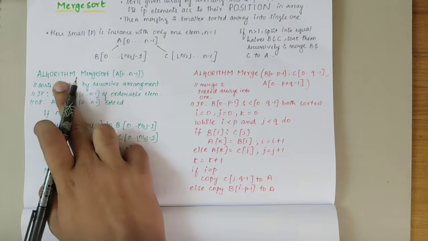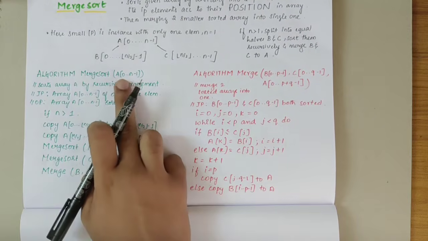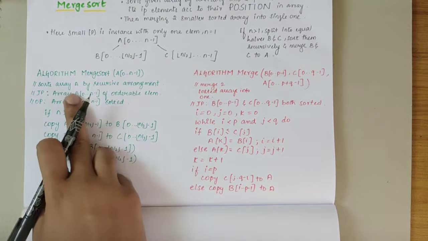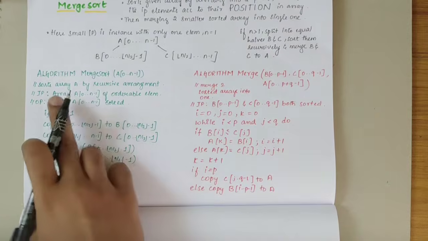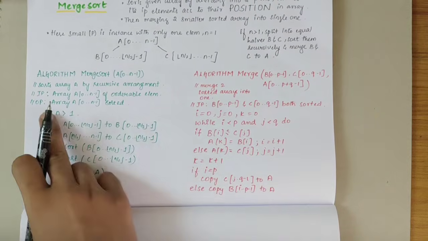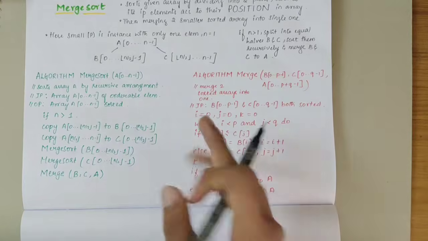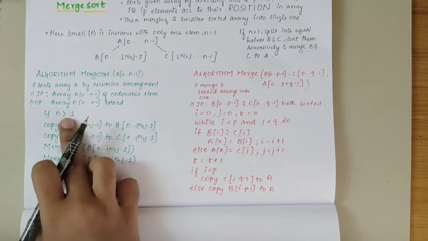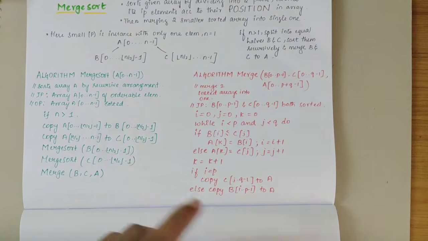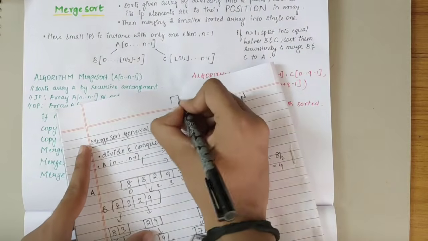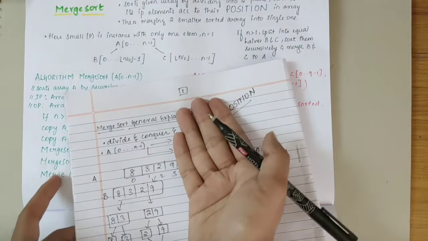Okay, so the first algorithm is merge sort. We are taking an array and sorting array A by recursive arrangement. The input is the array, and the output is the sorted array. In order to get this, first n should be greater than 1. That is what we have discussed here, right? If there is only one element in the array, then it is sorted itself. You need not perform merge sort on it.